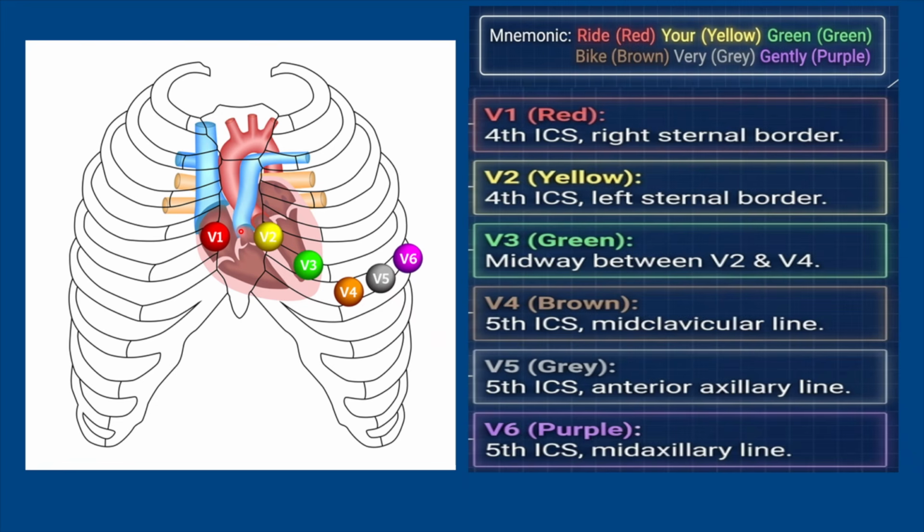If you like to remember the colors, you can use this mnemonic: Ride your green bike very gently. But don't worry, you will find each one of the electrodes labeled with the lead number.